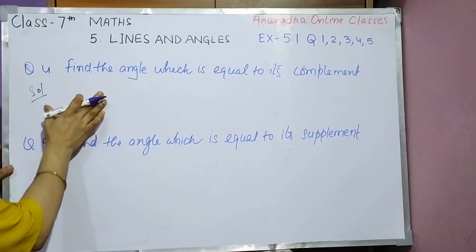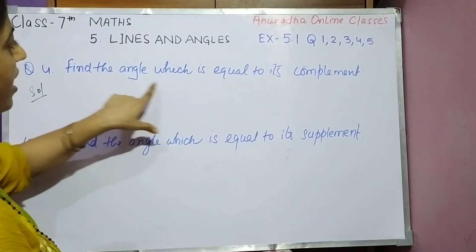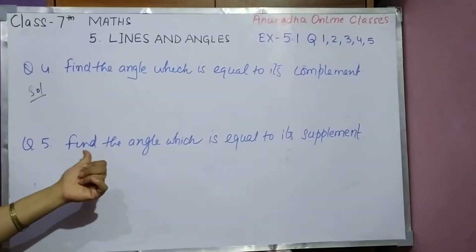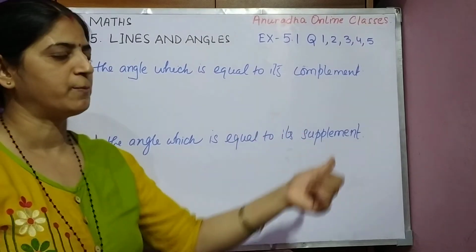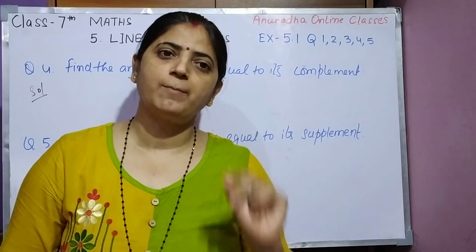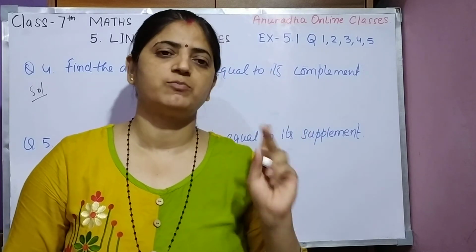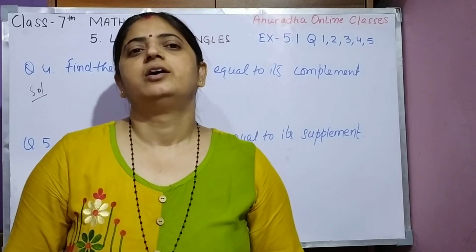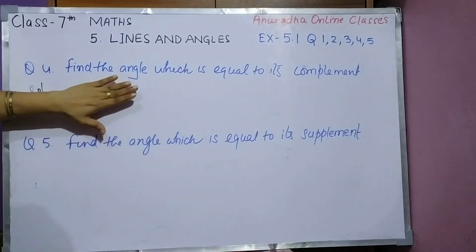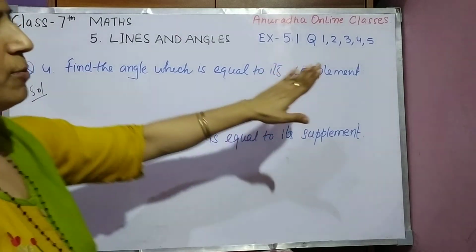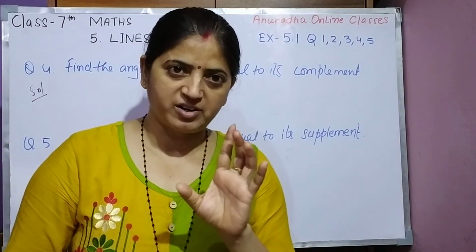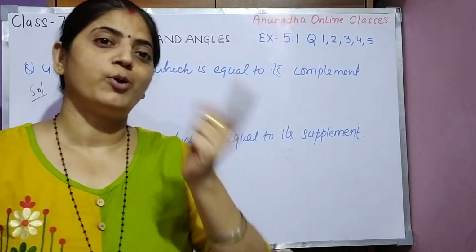Now come to the fourth question, that is find the angle which is equal to its complement. These 2 questions, and the next question, find the angle which is equal to its supplement, are very very important. They come in your exam for sure. This is the most important question of this exercise. So you have to understand this carefully. If the sum of two angles is 90 degree, that is a complementary angle. They are saying both angles should be equal.